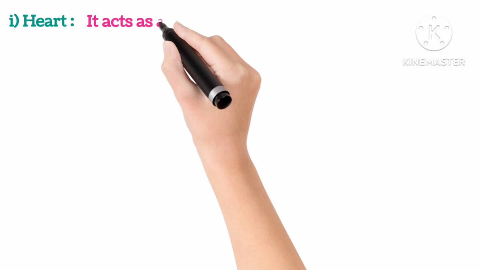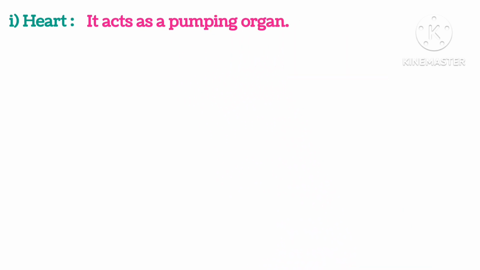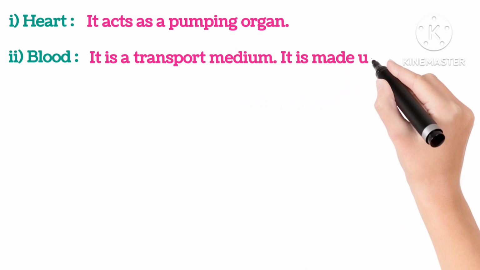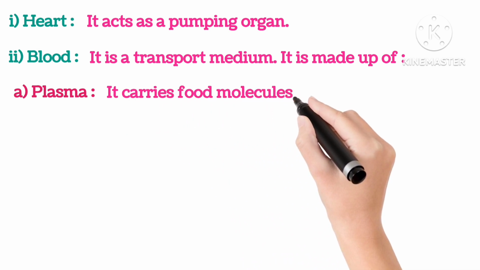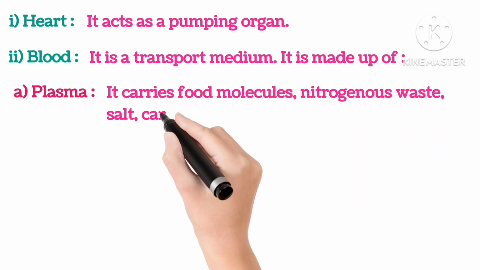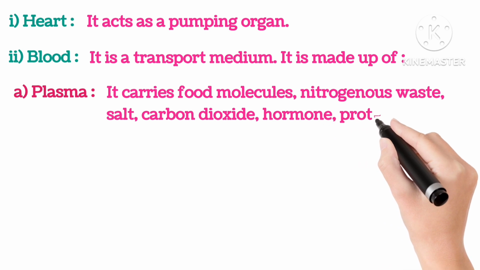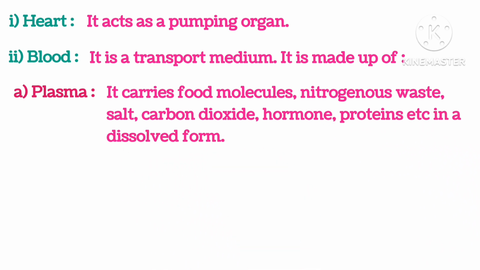First is heart. It acts as a pumping organ. Second, blood. It is the transport medium. It is made up of plasma. It carries food molecules, nitrogenous waste, salt, carbon dioxide, hormones, protein, etc. in the dissolved form.